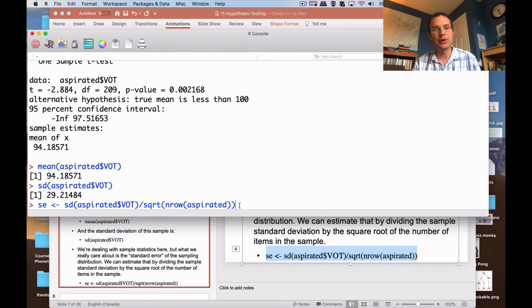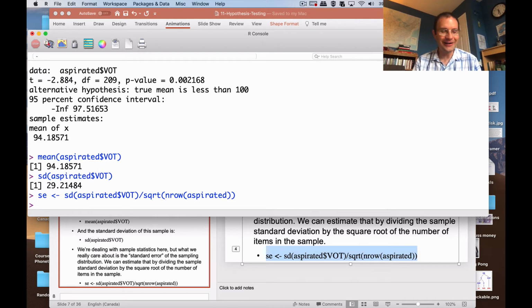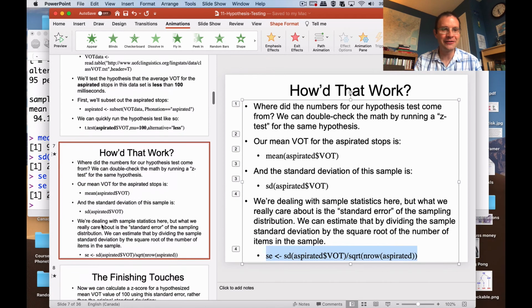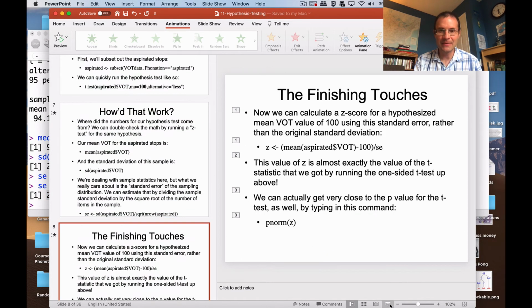So we're dividing by the square root of 210. I'll let you do the math about what that actually is. Off the top of my head, it's something like 14 something, right? So when you divide 29 by 14 something, you get 2 something. A little over 2 is going to be our standard error for this particular data set.